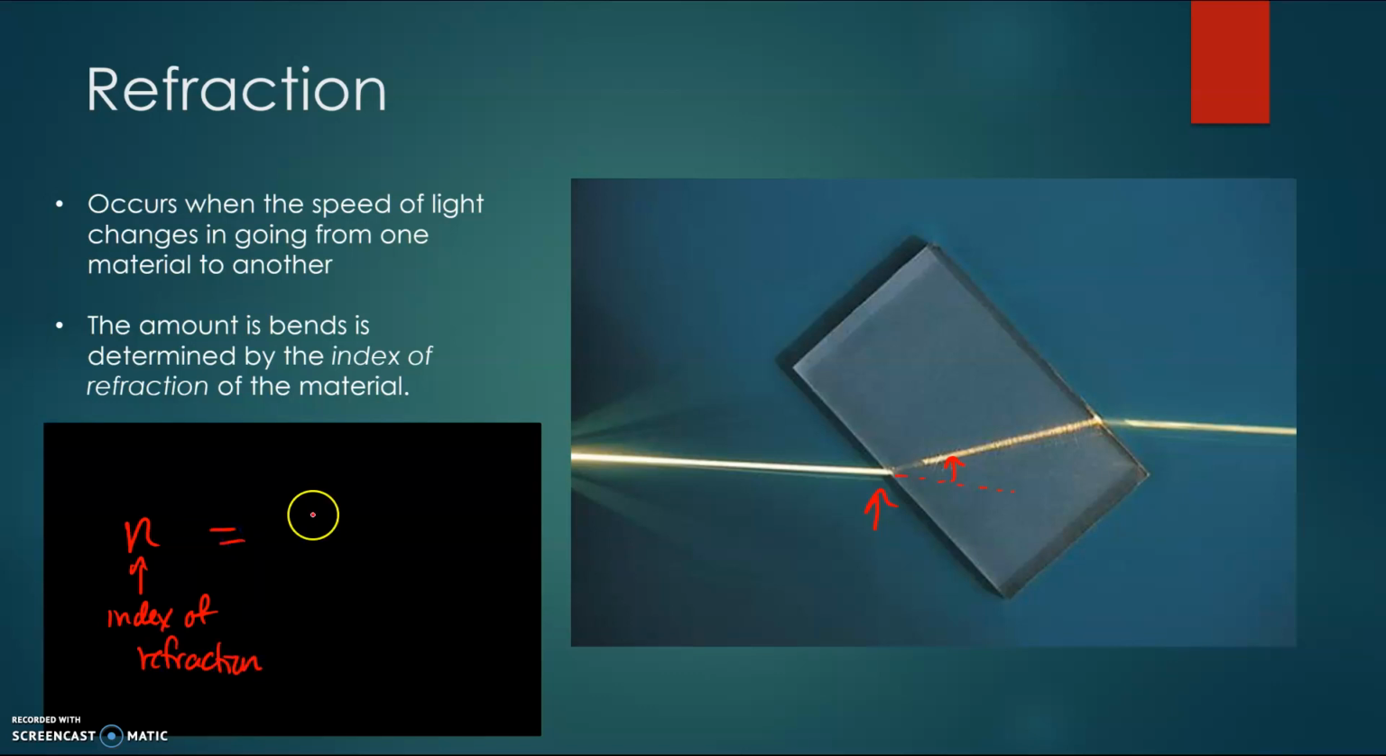And we can calculate n. We can say that n is equal to the speed of light in a vacuum, and that's our constant c. So speed of light in vacuum. Okay, so this is, in the absence of air, it's just like in deep space. So it's the speed of light in a vacuum, c, divided by v. Now v would be the speed of light in the material.